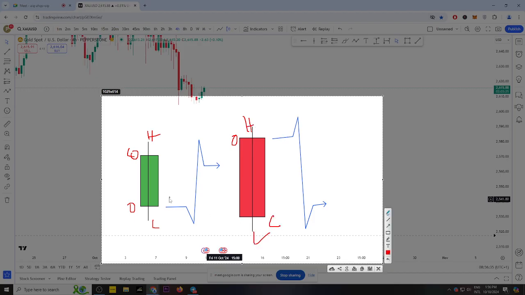So this one we call it O. Initially O, then goes to L, then goes to H, and then goes to C. OLHC. And here we call it OHLC. Basically, we are comfortable to call it OHLC actually rather than this one. Most of the people call it OHLC.